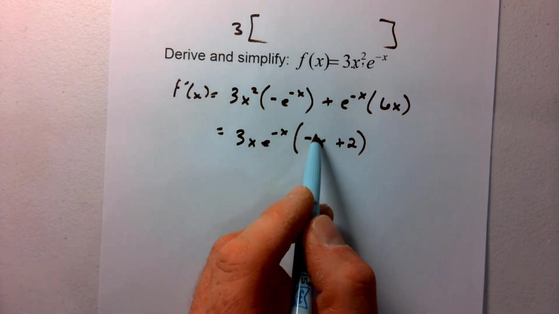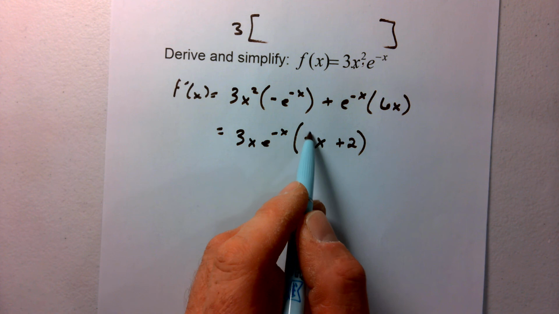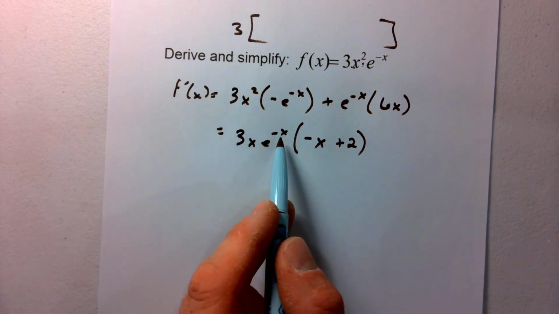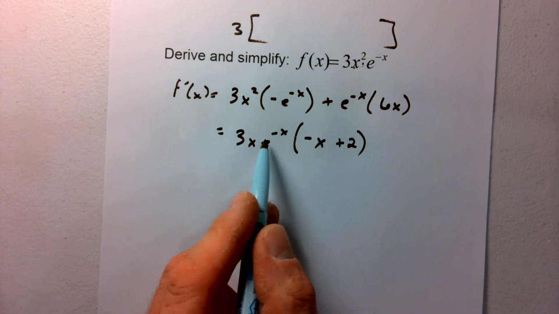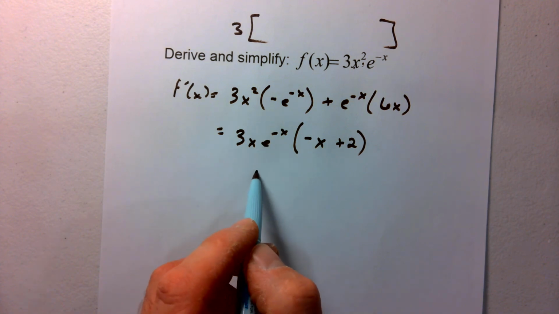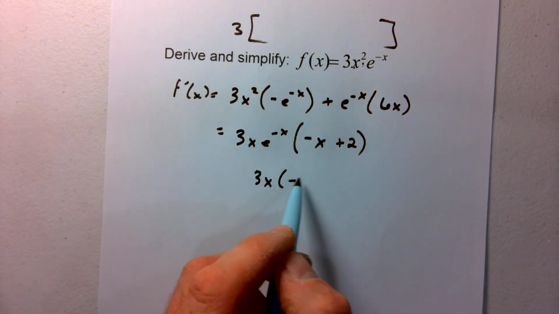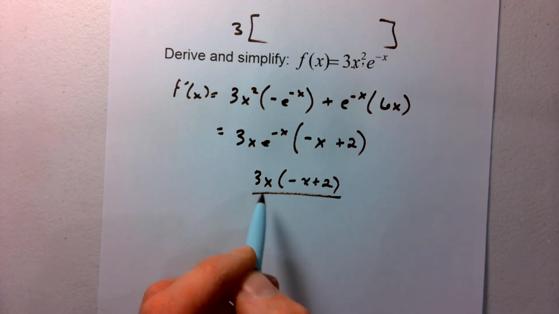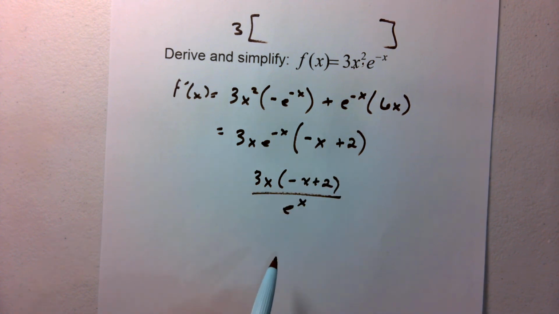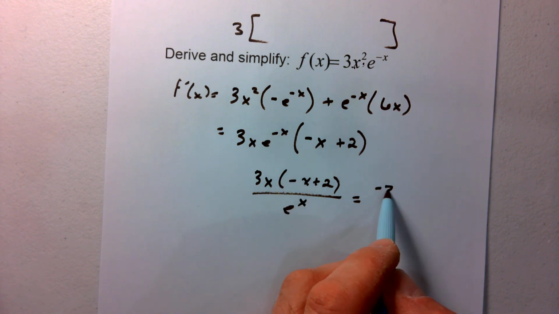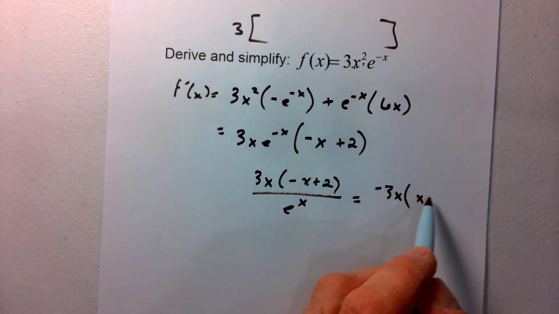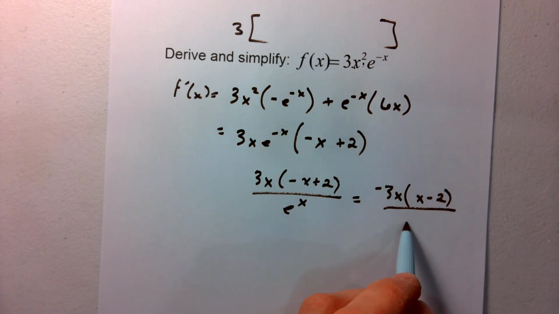So some people don't like this negative in front of the x. We can definitely take that out as well. I definitely don't like this e to the negative x, so I'm going to take that and make it positive by taking it to the denominator. So I'm going to have 3x times negative x plus 2 over e to the x. But we could also take out that negative, and we get negative 3x times x minus 2 over e to the x.